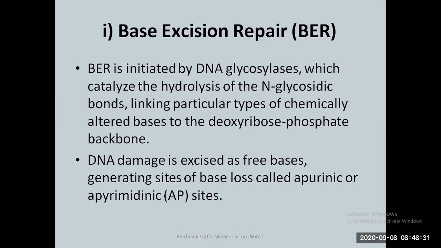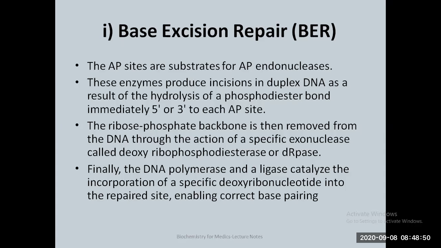So the DNA damage is excised as free bases, generating sites of base loss called apurinic or apyrimidinic sites. So basically, apurinic, apyrimidinic, it's a site that is not purines and pyrimidines, right? AP sites. So the AP sites are substrates for AP endonucleases, and these enzymes produce incisions in duplex DNA as a result of the hydrolysis of the phosphodiester bond immediately 5' to or 3' to each AP site.